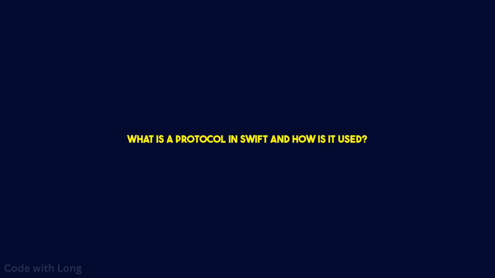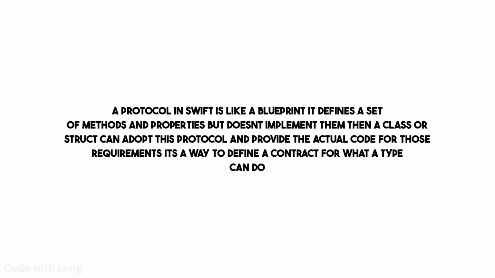What is a protocol in Swift and how is it used? A protocol in Swift is like a blueprint. It defines a set of methods and properties, but doesn't implement them. Then, a class or struct can adopt this protocol and provide the actual code for those requirements. It's a way to define a contract for what a type can do.